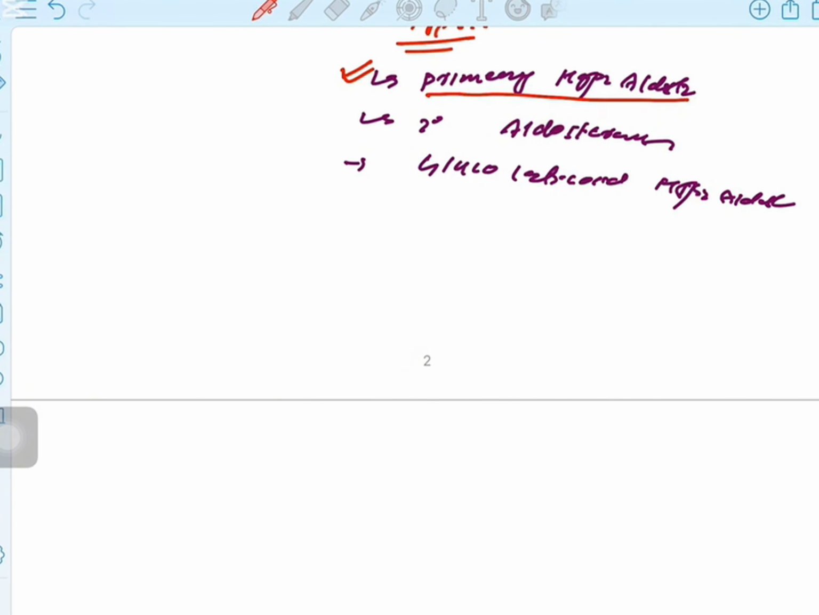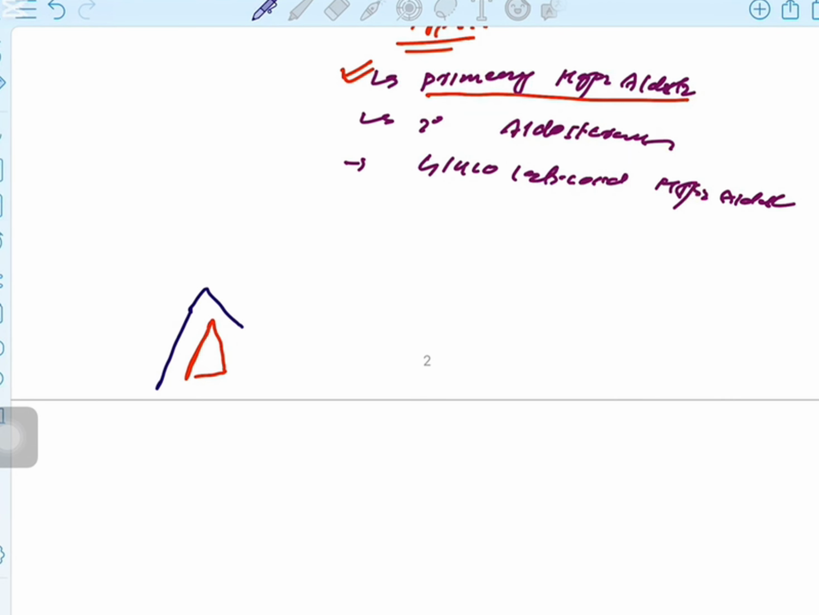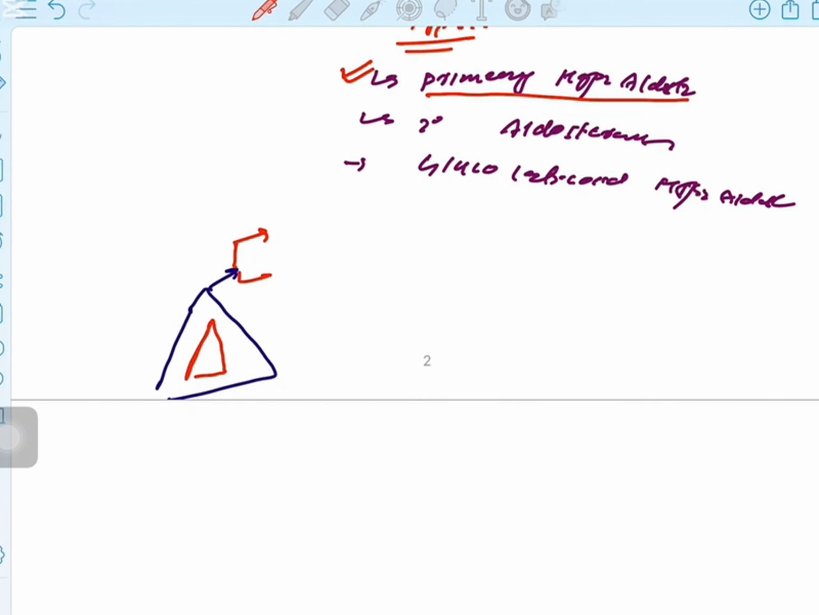Aldosterone is basically produced from the adrenal gland. In the adrenal gland, there is a cortex layer. The cortex layer is further divided into three layers: one is zona glomerulosa, one is fasciculata, and the third one is reticularis.